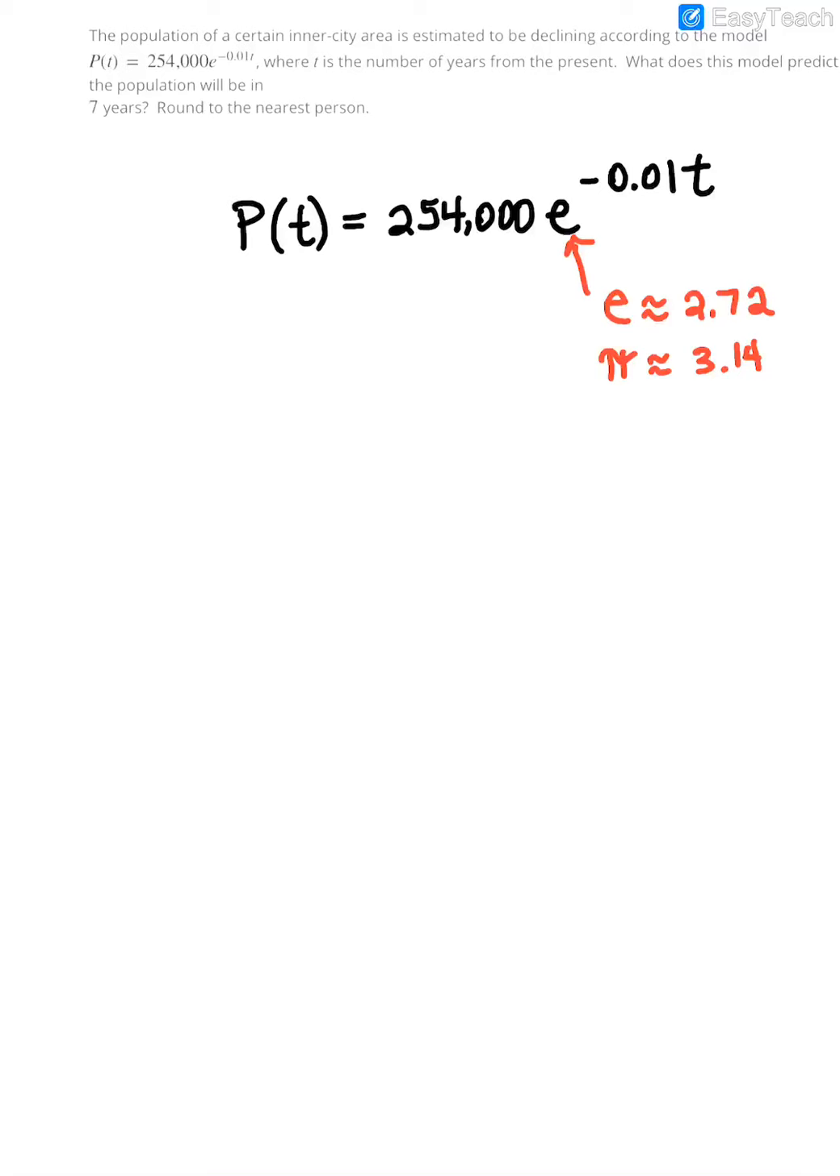Now, you do not have to worry about knowing the value for e, because when we get ready to punch this out on our calculator, it is actually programmed into a scientific calculator. So if we continue with the problem, they're asking us, what is the population going to be in 7 years? We are going to take that value for time and plug that in for t into our equation.